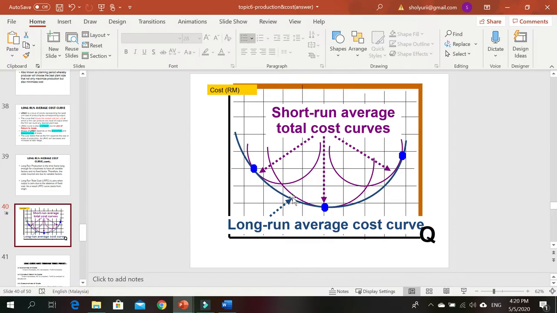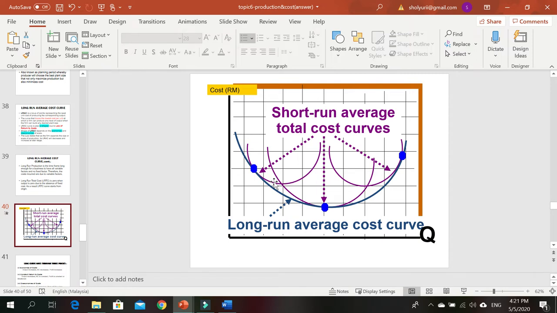The logic is like this. If 1 unit costs 20 cents, 2 units must cost 40 cents, right? That's the logic. But now in the long run, it's special: for 1 unit you produce, the cost is 20 cents, but when you produce 2 units, the cost becomes 10 cents. Cheaper. That is the specialty of the long run. You can produce more output with lowering cost.